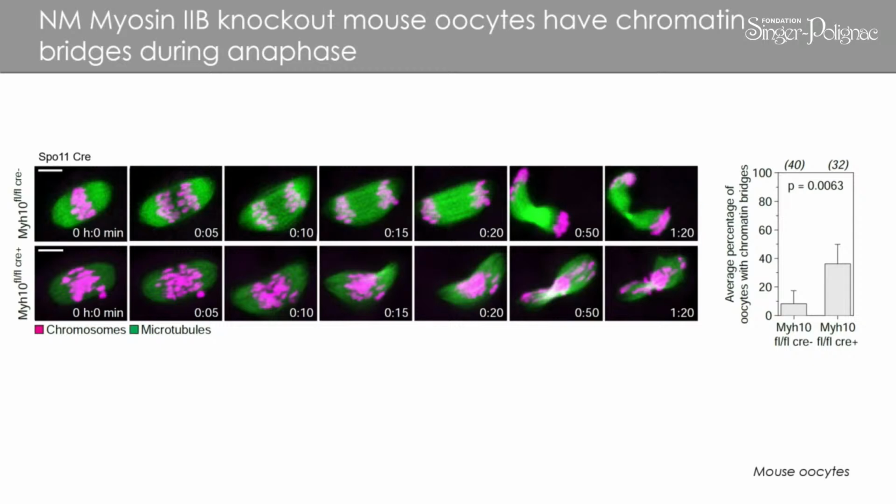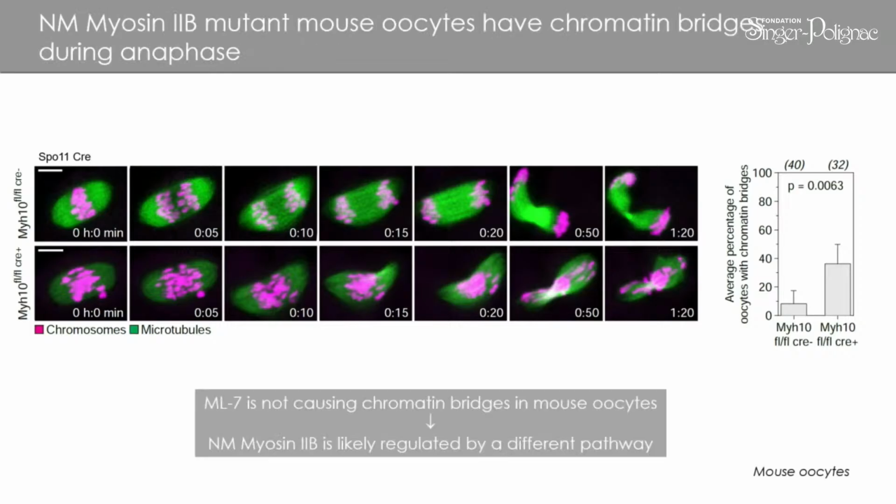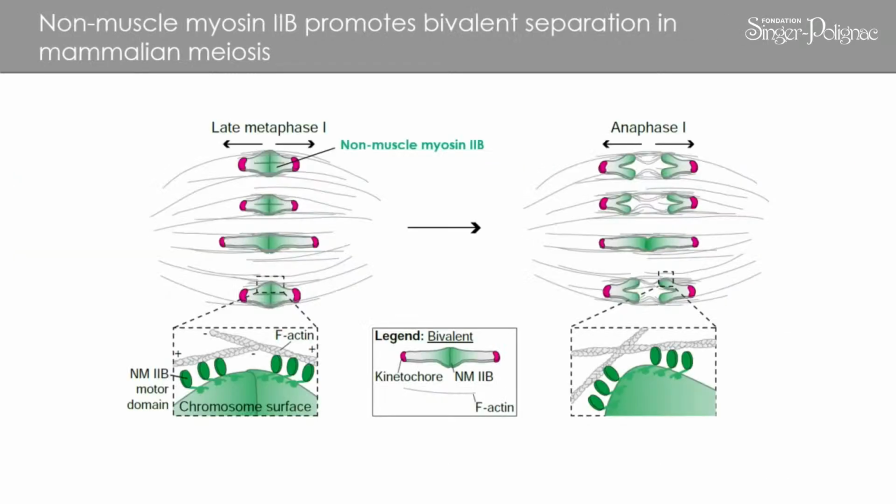And then when we look at the knockout oocytes, we also did see an increase in chromatin bridges in the oocytes as they progressed to anaphase, although the other parameters of spindle assembly and anaphase onset were normal again. So also in the mouse, we see these defects. Now, what is very interesting is that ML7 is not causing chromatin bridges in mouse oocytes, and that means that the myosin 2B is likely regulated by a different pathway in mouse oocytes as a model system.